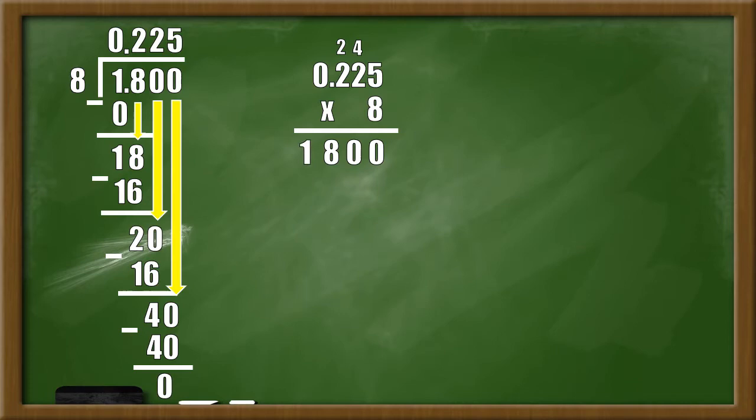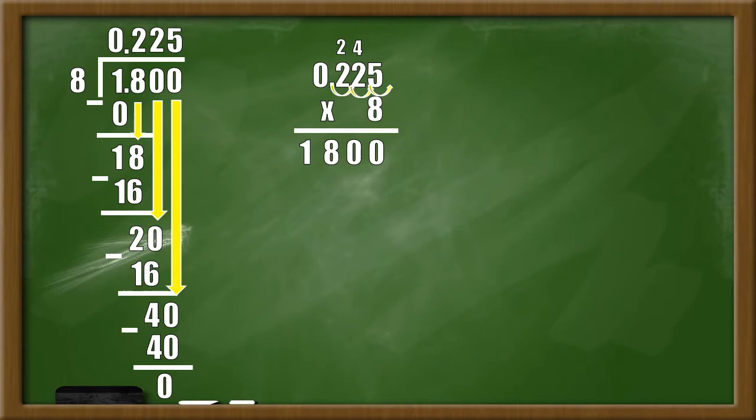Now, the question is, where is the decimal point? So what will we do? By moving the decimal point going to the right, and then we will count the decimal places or the moves that we have done. So let's start. 1, 2, 3. So we have 3 moves, meaning we have 3 decimal places.